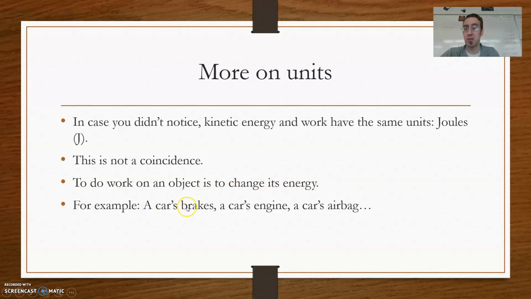So some examples of this would be a car's brakes and a car's engine. Brakes do work to slow a car down, reducing its kinetic energy. An engine provides an increase in kinetic energy, so it does work to make the car go faster.